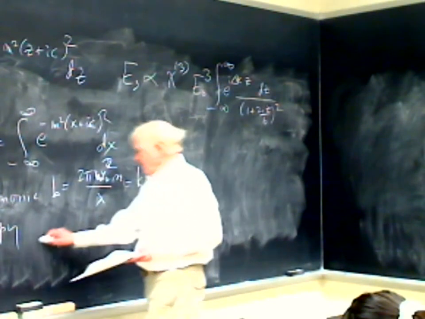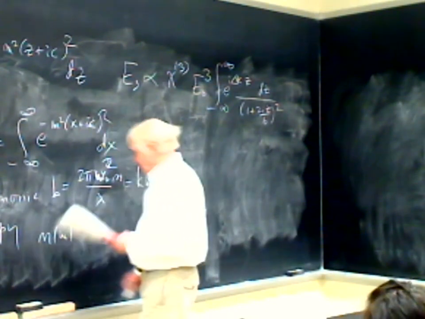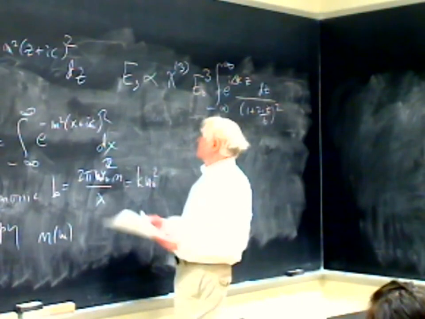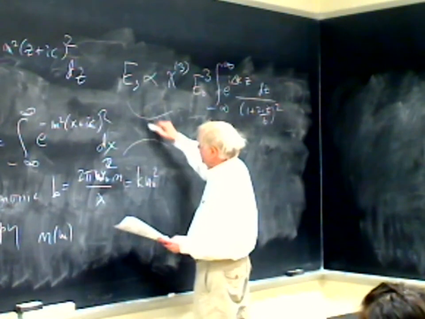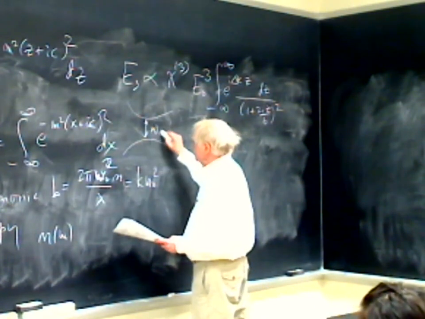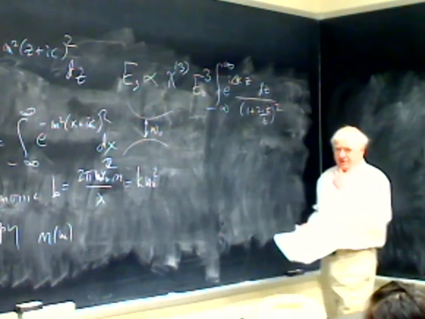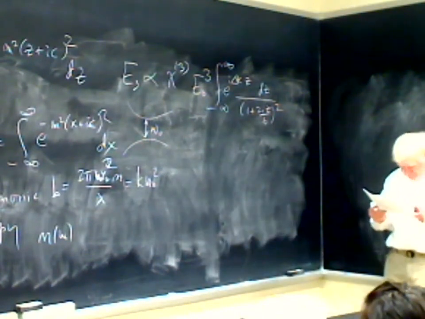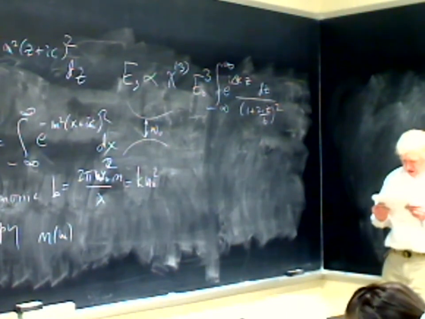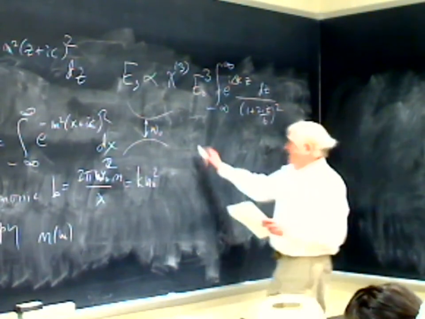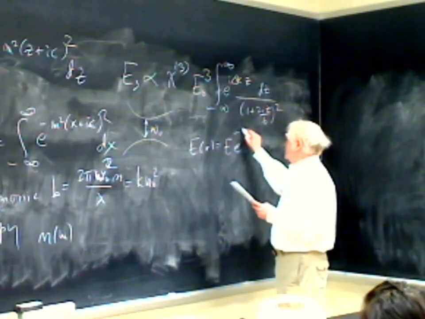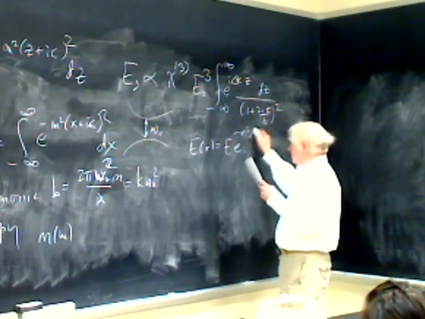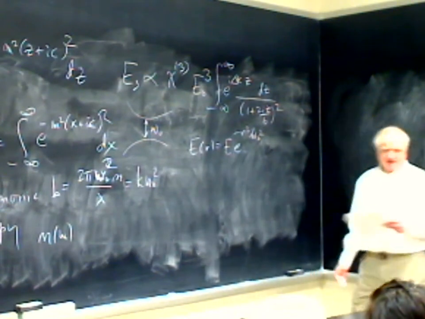So n of omega is the index of refraction, and w is the transverse waist of the Gaussian beam. The Gaussian beam is focused like that, and this distance here is w. In other words, it's, I don't know, half width at half maximum. It's called the waist radius of the Gaussian beam, and it's defined as E of r equals e to the minus r squared over w0 squared. So that's the definition of w0.